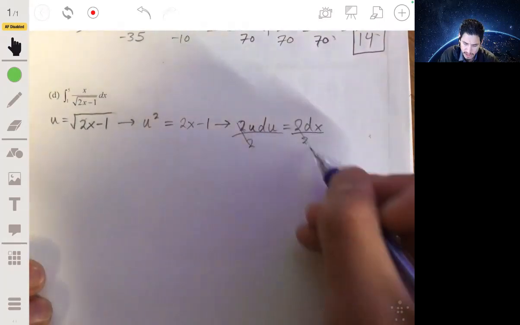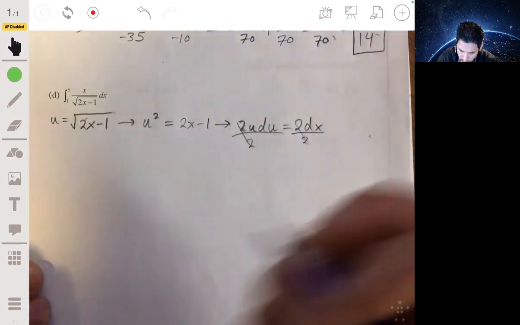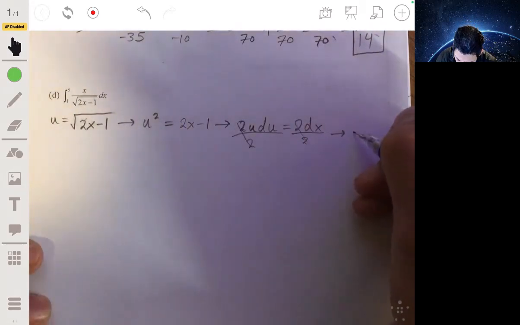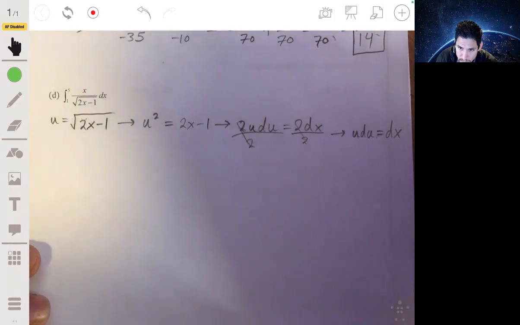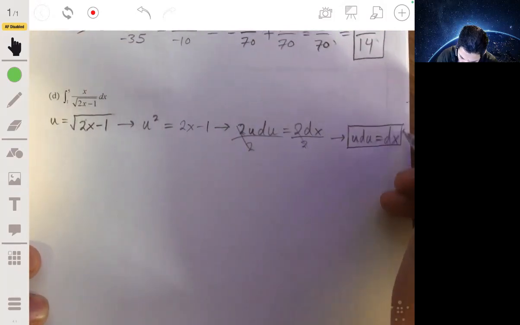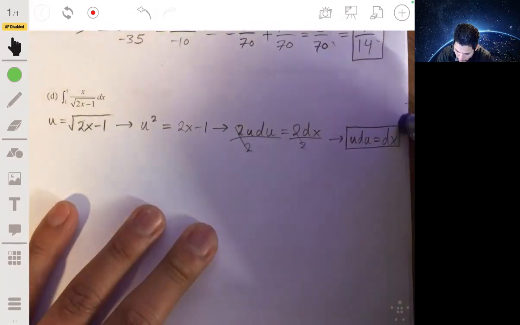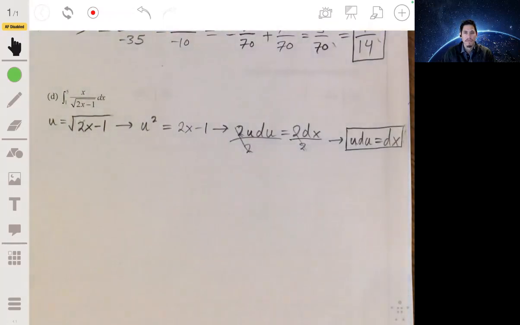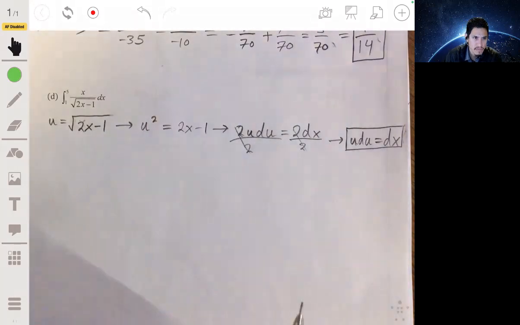And we get that dx is going to be u du. So u du will be equal to dx. That's the only part of this problem. This one's actually a pretty tricky one. So you're going to see what's going to happen. So that's part of it. That just takes care of the dx here.